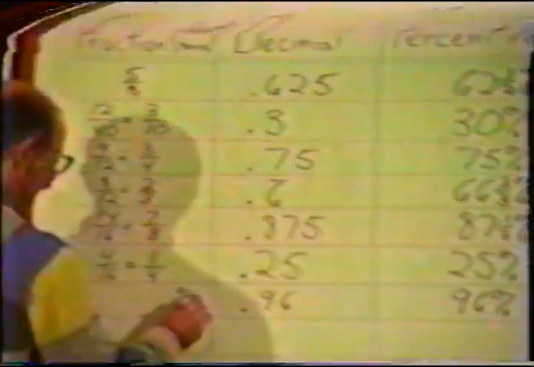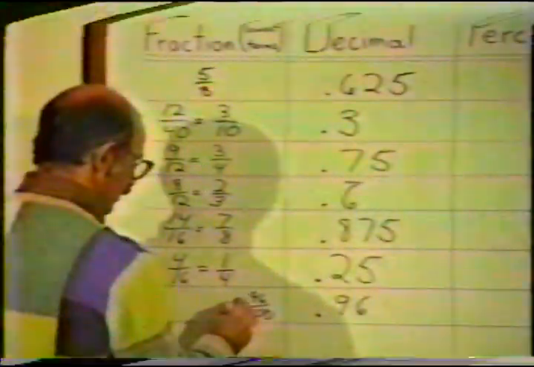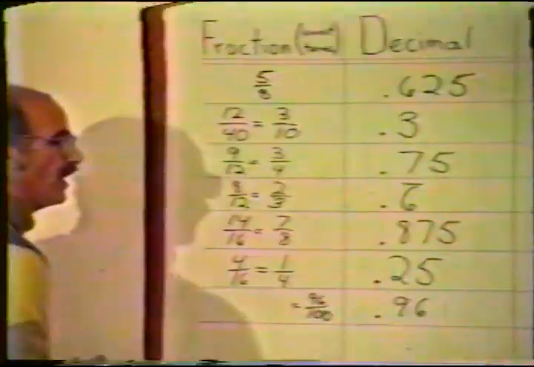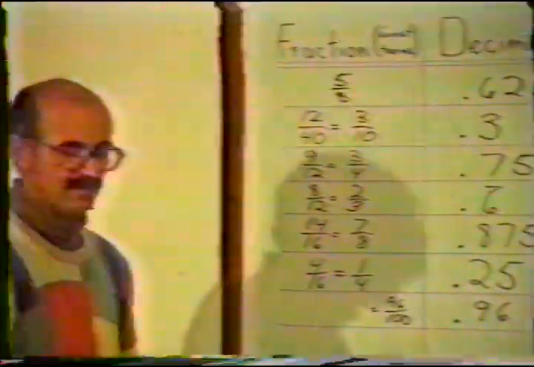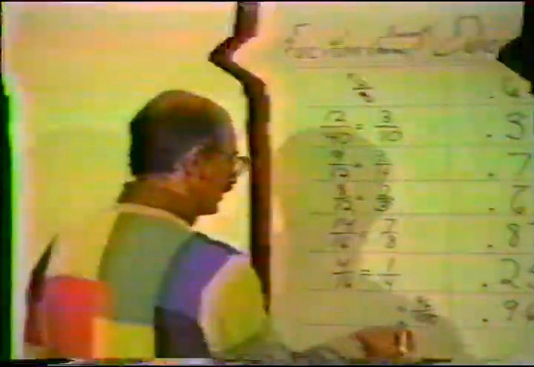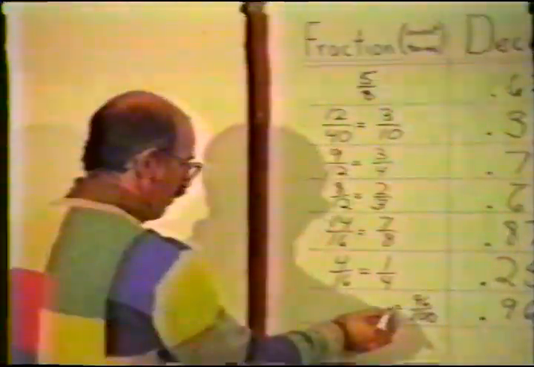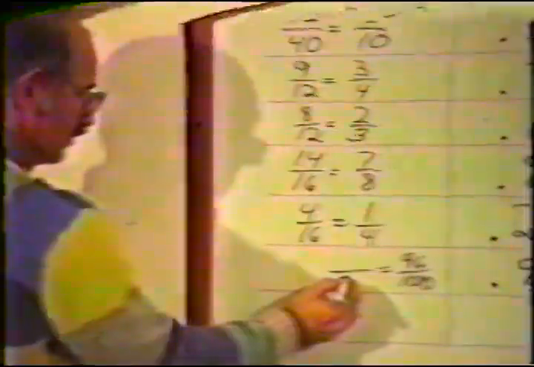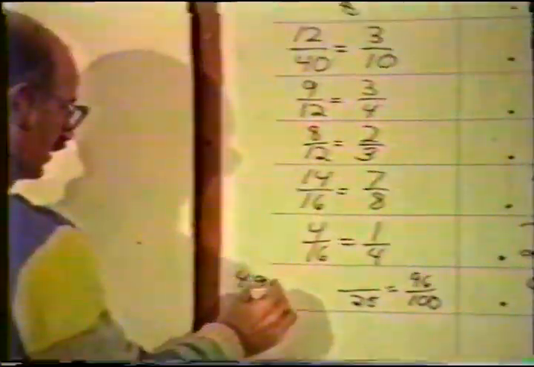96 hundredths. Can it be reduced? Yes. What number shall we use to reduce it? 4. We'll hit top and bottom with 4. 4 into 100, 25. And 4 into 96 we'll do over here.